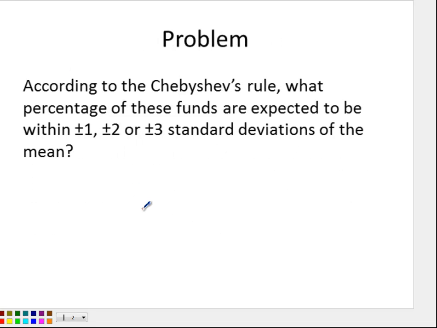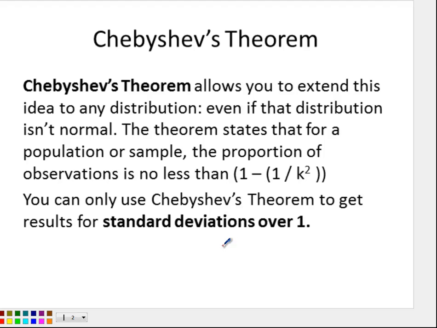So now let's get into Chebyshev's rule. What percentage of these funds are expected to be within one, two, or three standard deviations of the mean? Well, according to Chebyshev's, this allows you to extend this idea to any distribution, even if that distribution isn't normal. The theorem states that for a population or sample, the proportion of observations is no less than 1 minus 1 over k squared. You can only use Chebyshev's theorem to get results for standard deviations over 1. So that's key.